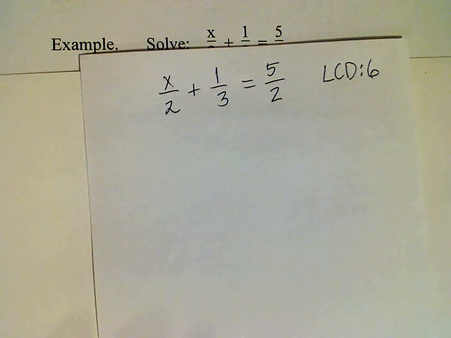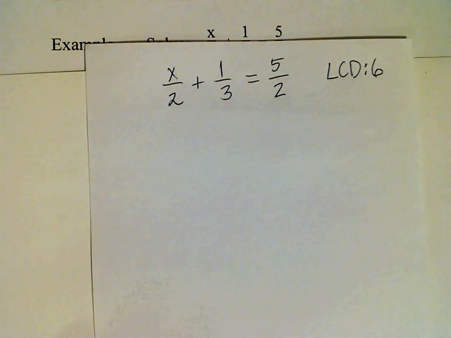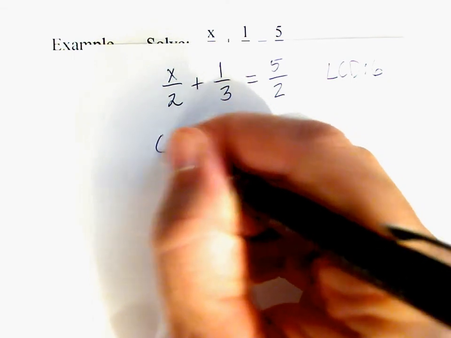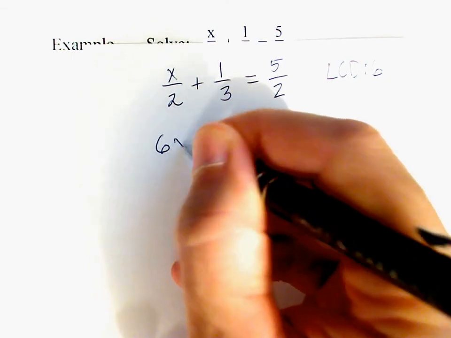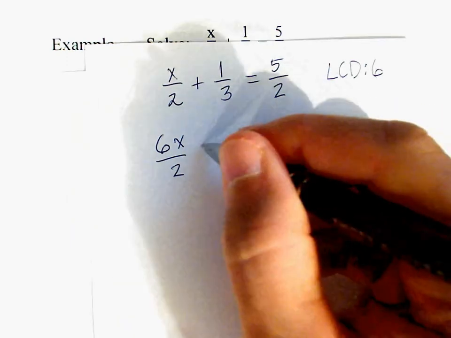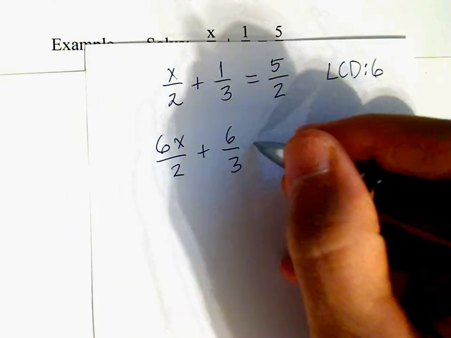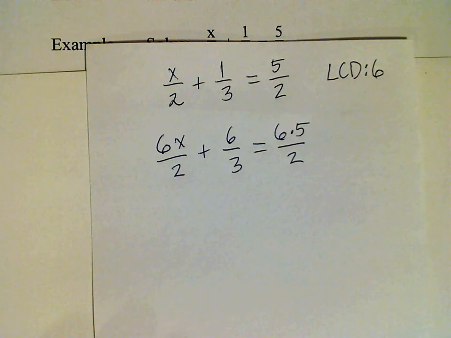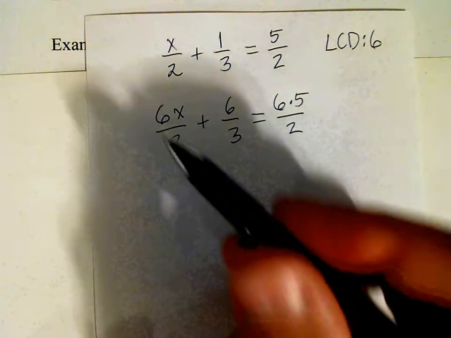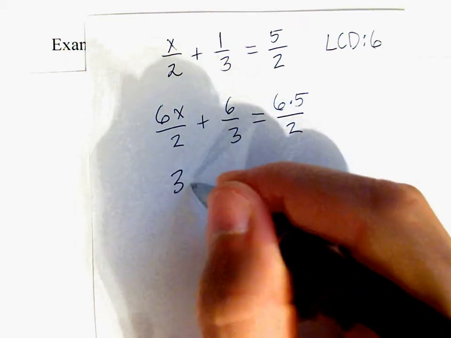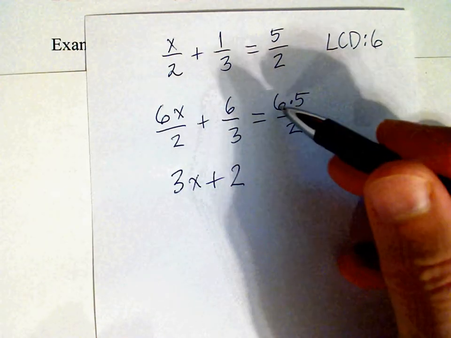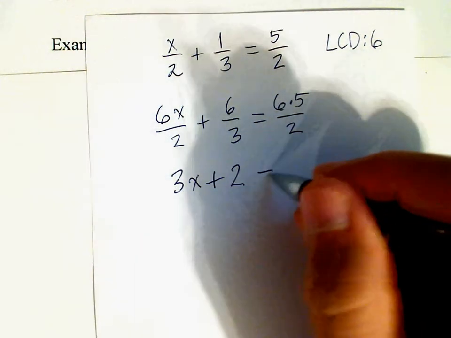Now remember, when we multiply a fraction by a whole number, that whole number goes just to the numerator, not to the denominator. So that gives us 6x over 2 plus 6 over 3 equals 6 times 5 over 2. Now why does this help? Well, because now the fractions are going to go away, don't they? 6 divided by 2 is 3, so that gives us 3x. Here we have 6 divided by 3, so that's 2. And here we have 6 times 5 is 30, divided by 2 is 15.